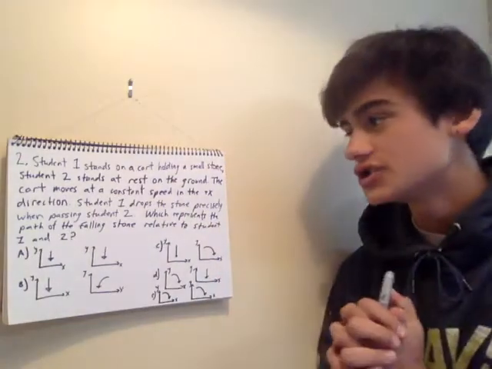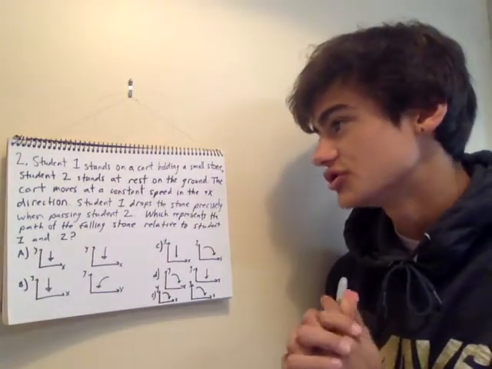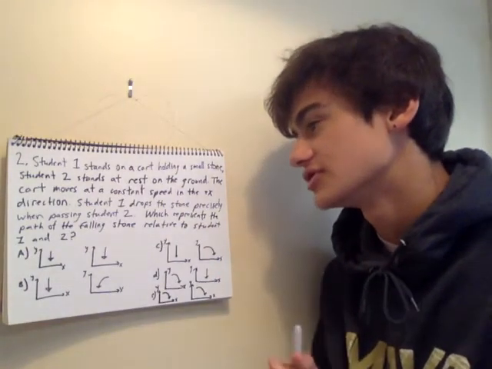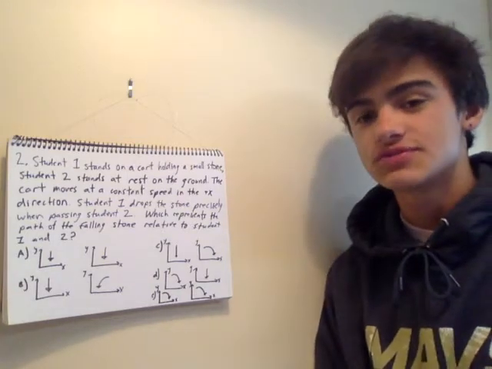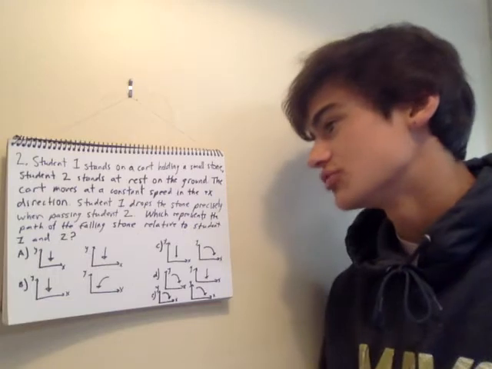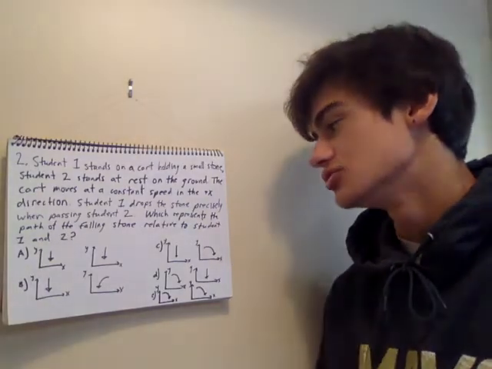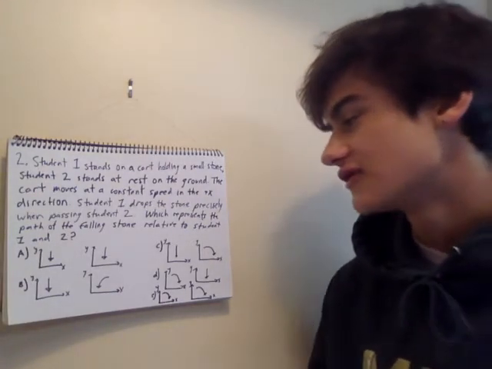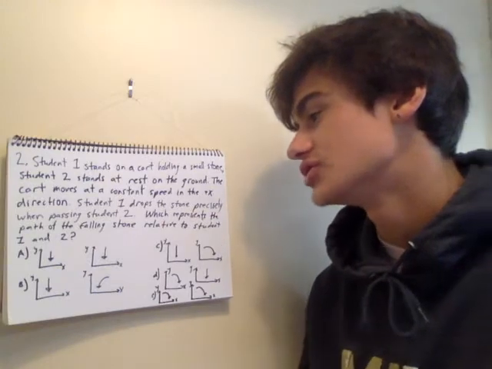Student 1 stands on a cart holding a small stone. Student 2 stands at rest on the ground. The cart moves at a constant speed in the positive x direction, and student 1 drops the stone precisely when passing student 2. Which represents the path of the falling stone relative to student 1 and 2?